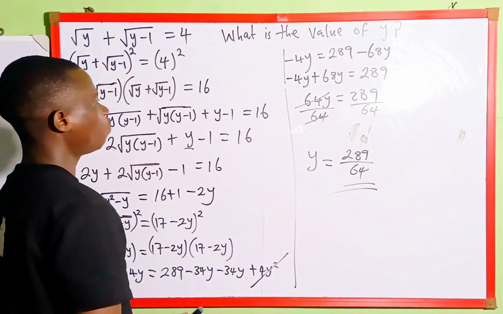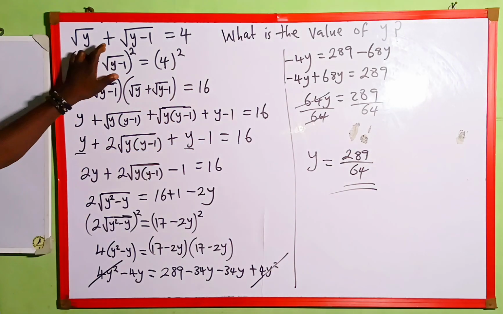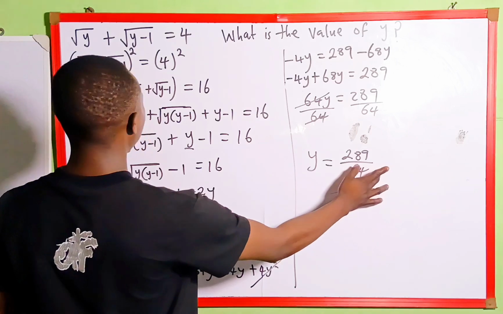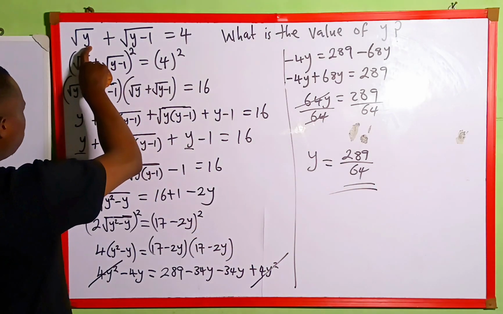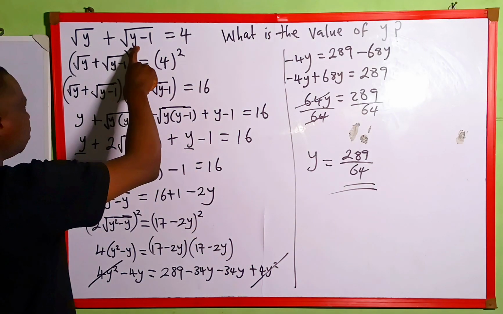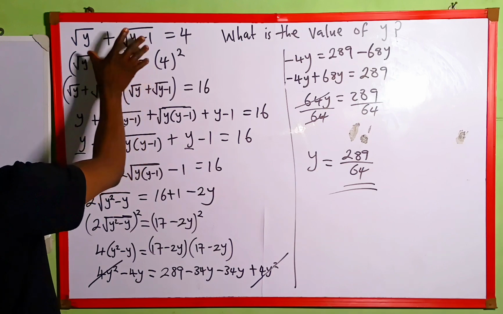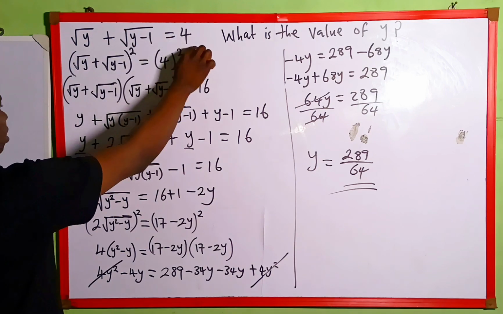And here's the value of y that satisfies this radical equation. So if you plug in the value into this radical, in place of y here and in place of y here, you are going to see that the left hand side is the same as the right hand side.